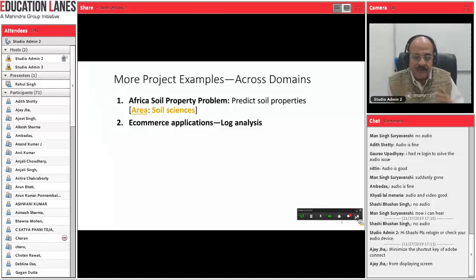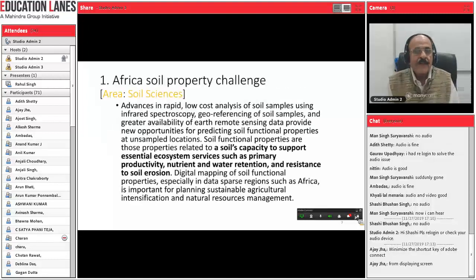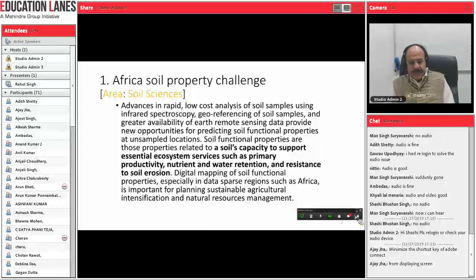Okay, because data is everywhere. So, from Africa's soil property problem. The problem was like this. You see, Africa is a large continent, and much of it is desert.